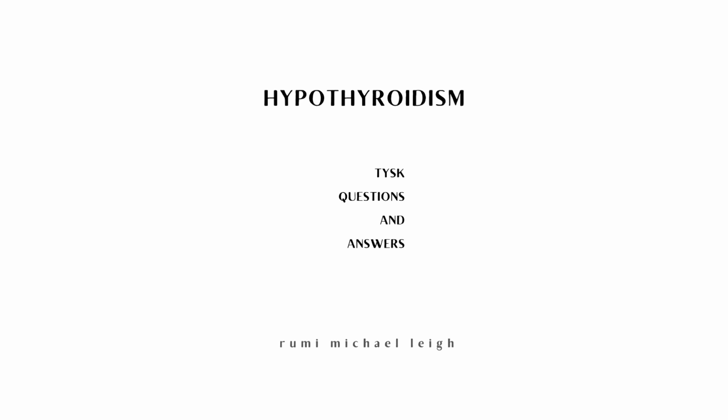3. What is pernicious anemia? Pernicious anemia is vitamin B12 deficiency. 4. Is lupus a risk factor for hypothyroidism? Yes, lupus is a risk factor for hypothyroidism. 5. What is lupus? Lupus is an autoimmune disease whereby the body's immune system attacks its own tissues.